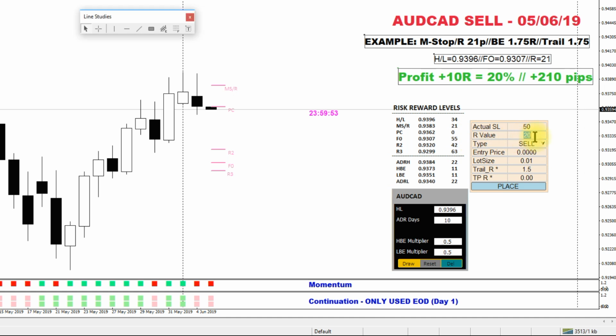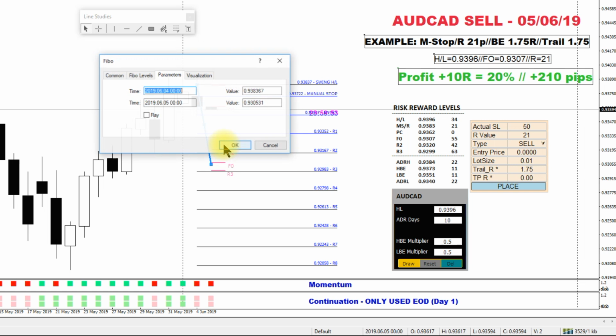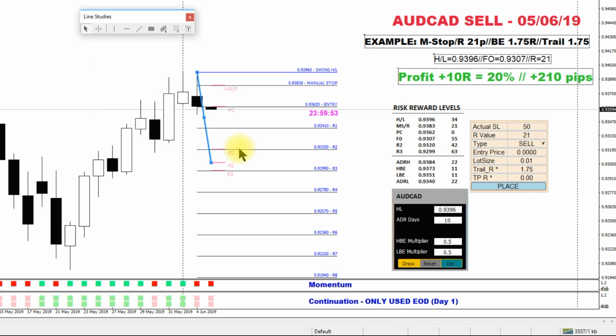So our R value is 21. Our trail is 1.75. And we're just going to put our levels on here. So that can be 9396, and O is 9307, and go OK, like so.